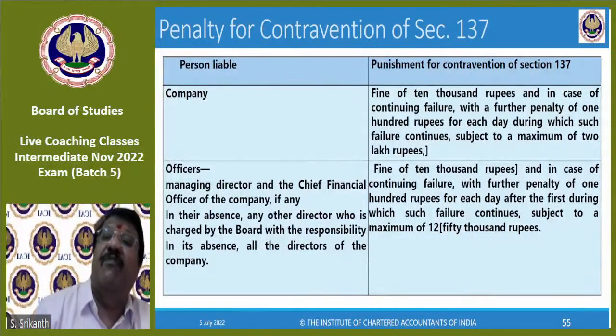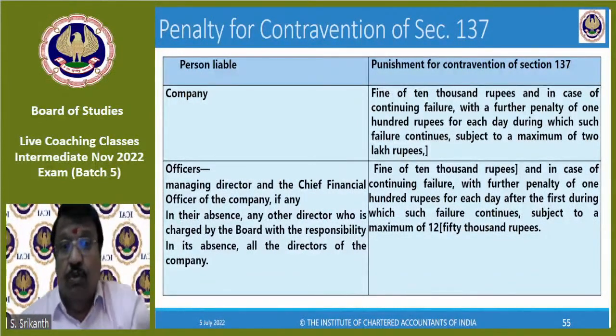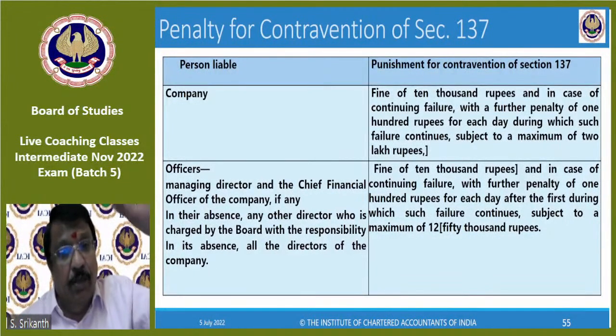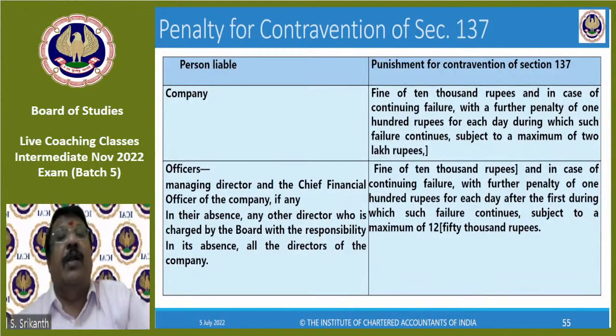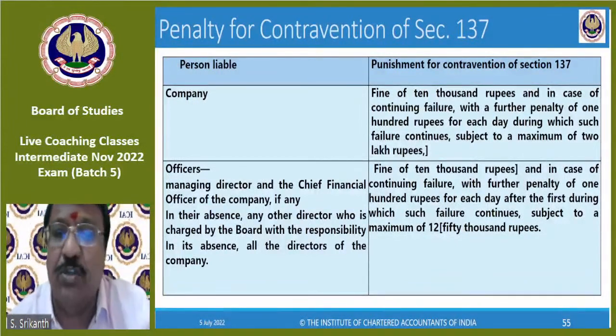Each person has to pay a fine of 10,000 rupees. And in case of continuing failure, 100 rupees for each day up to 50,000. Though they are all collectively liable, each one has to pay 10,000 separately. Okay. MD also has to pay. CFO also has to pay.